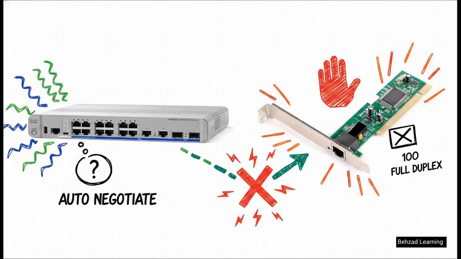Well, suppose a PC user, or maybe a server admin, decides they want to force their network interface card to 100 megabits per second and full duplex. By hard-coding those settings, they completely turn off their device's auto-negotiation. Our Cisco switch, meanwhile, is still sitting there with its default auto settings, trying to talk to a device that has suddenly gone completely silent during the negotiation phase.